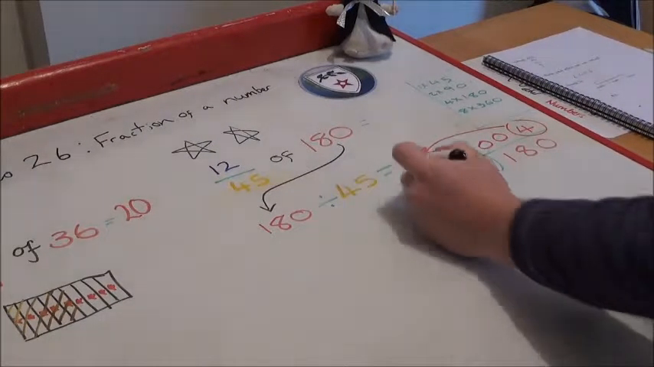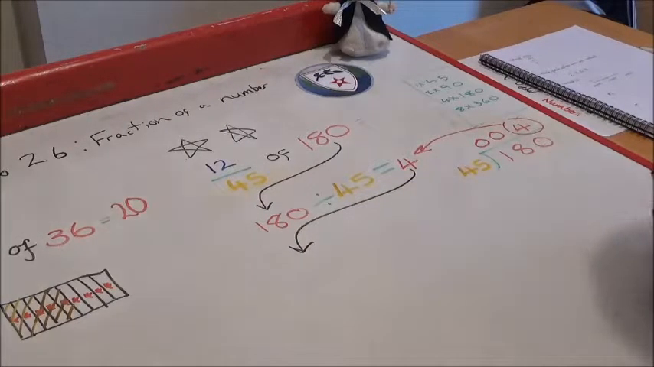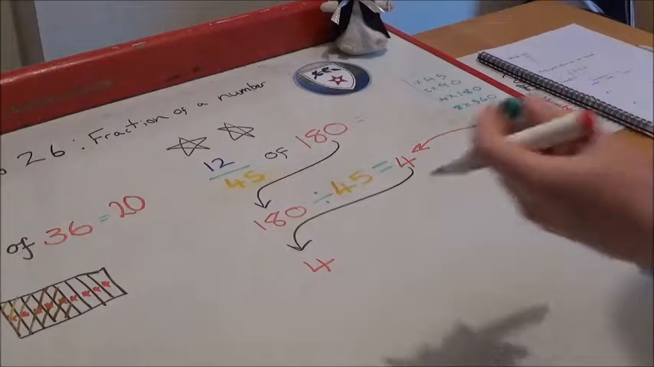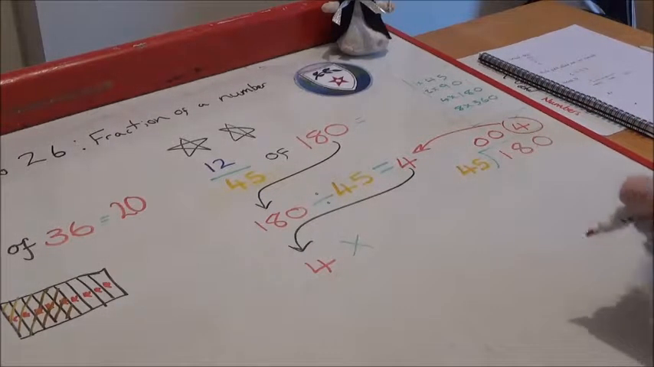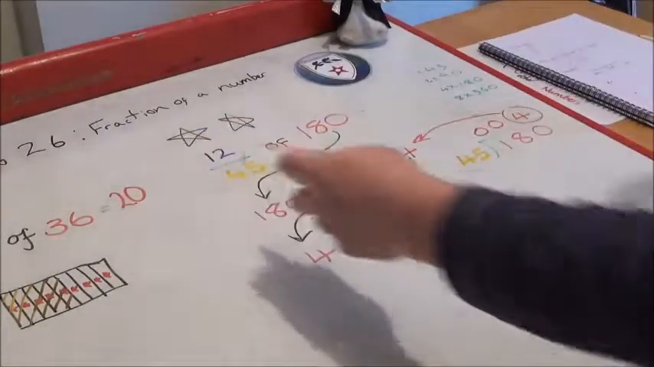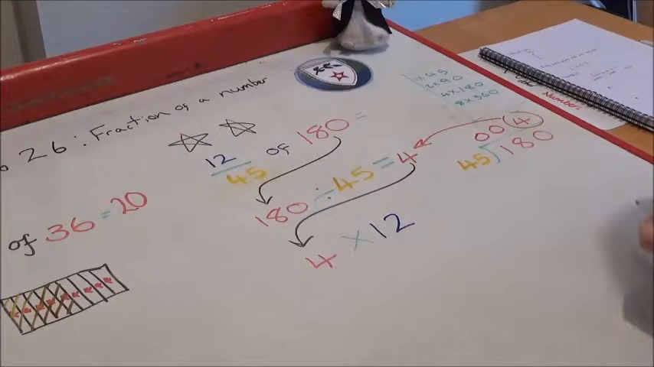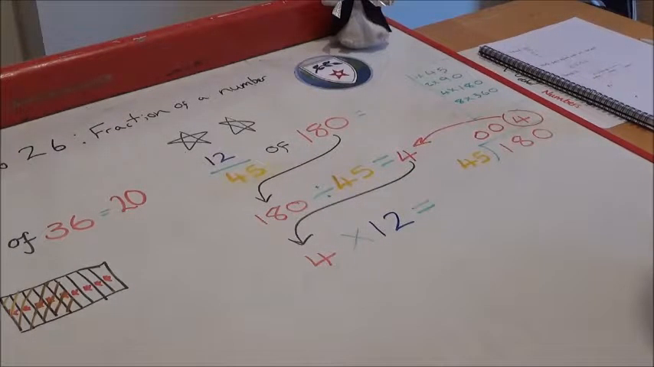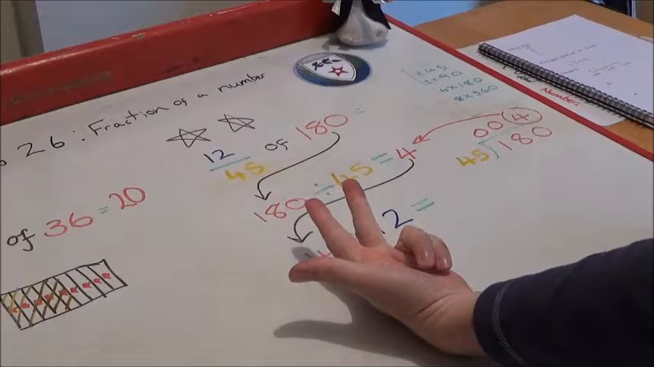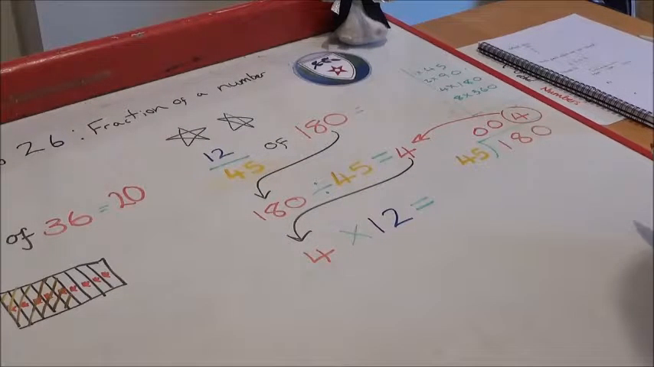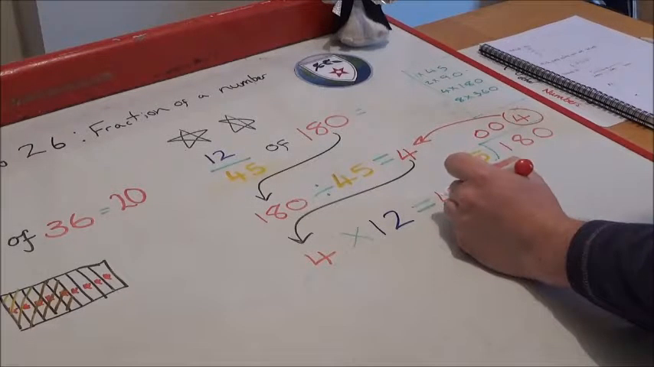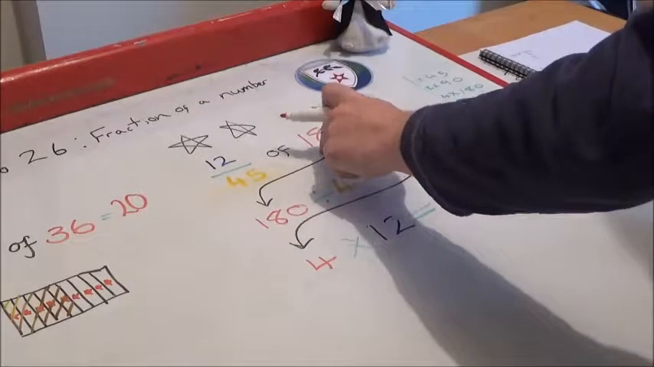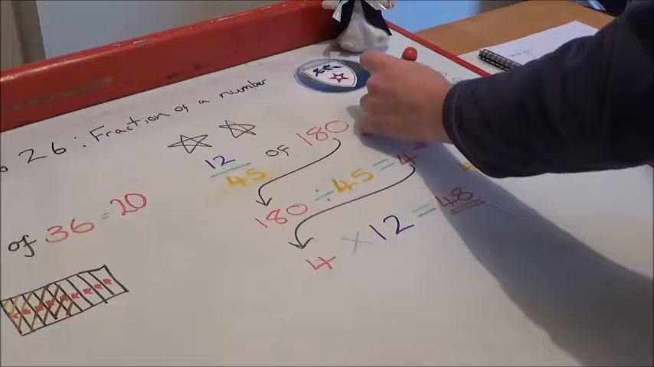And then I'm going to draw this down here, just so we've got a bit more space. 45 multiplied by, if you remember, our numerator, which was 12, 4 multiplied by 12, and if I know my 12 times table, 12, 24, 36, 48. My answer being 48, so I can bring up here, 12 45ths of 180 equals 48.